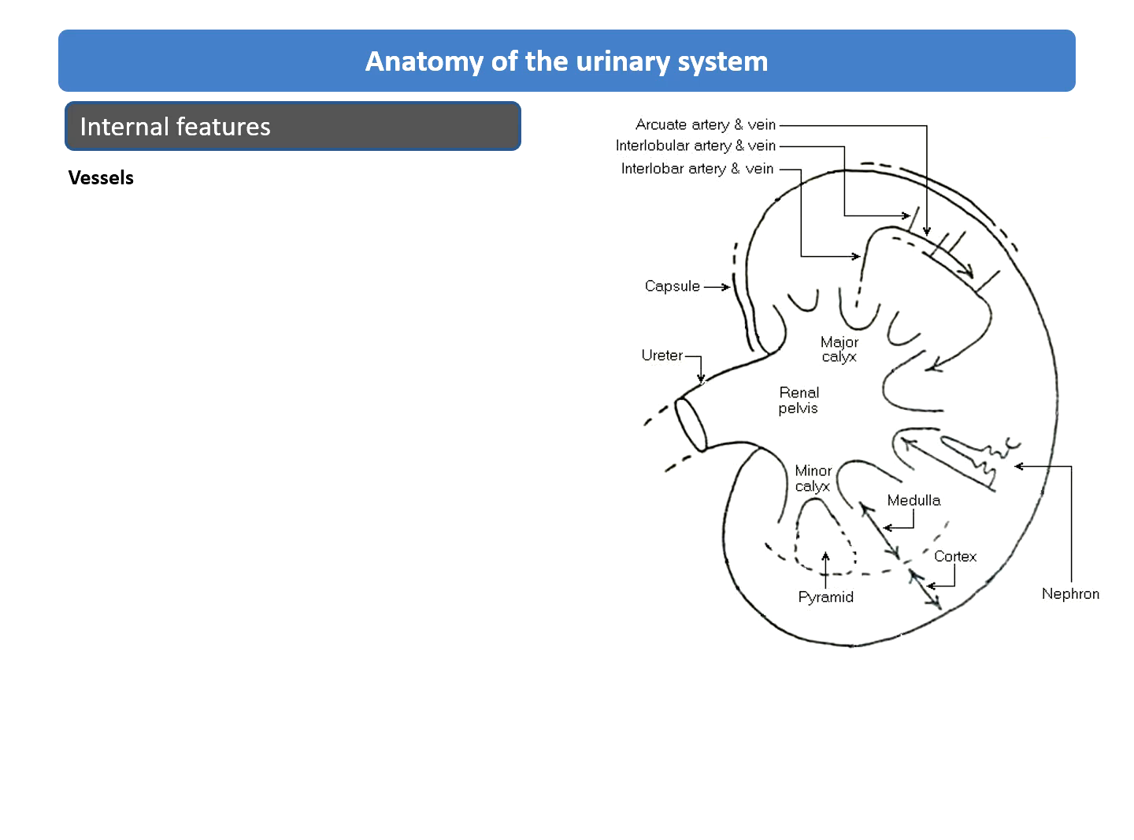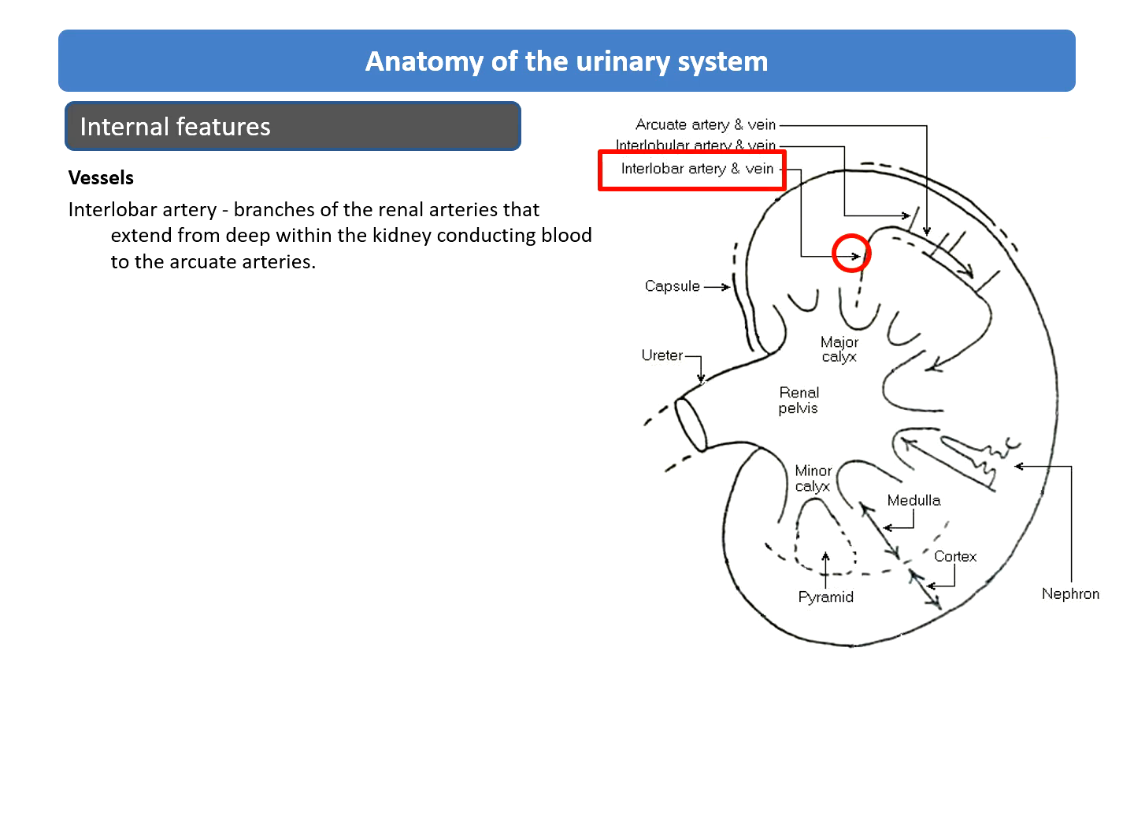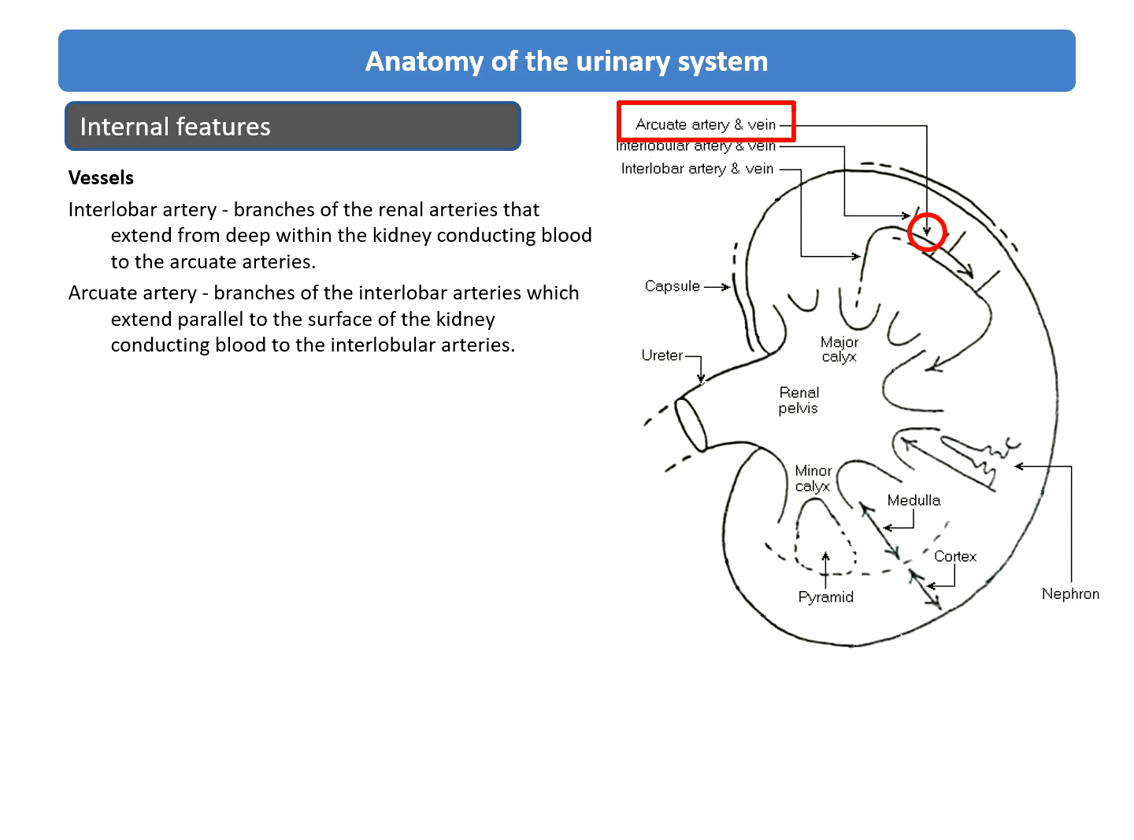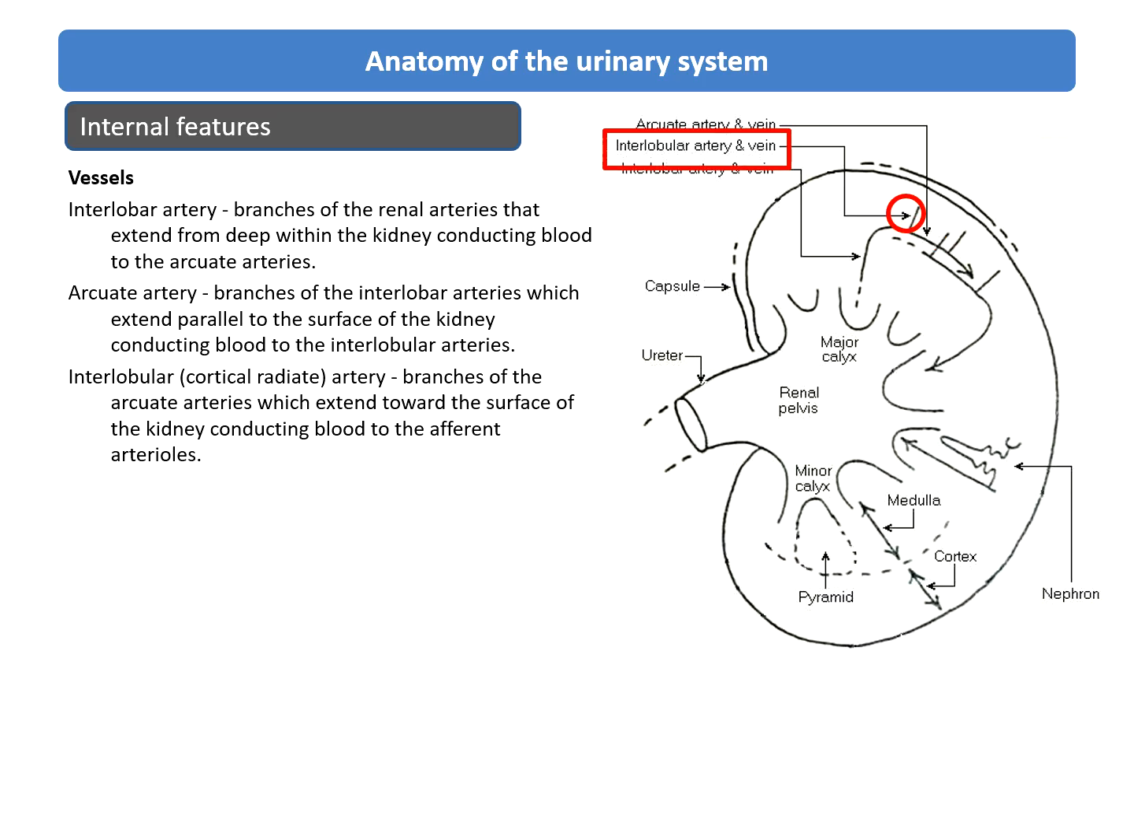The blood vessels within the kidney include an interlobar artery, branches of the renal artery that extend from deep within the kidney, conducting blood toward the surface, joining with the arcuate arteries. The arcuate artery, a branch of the interlobar artery, extends parallel to the surface of the kidney, and it conducts blood to the interlobular arteries.